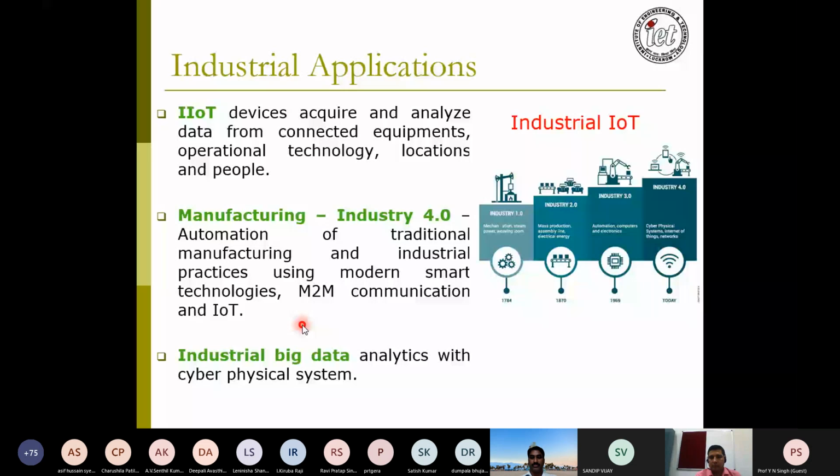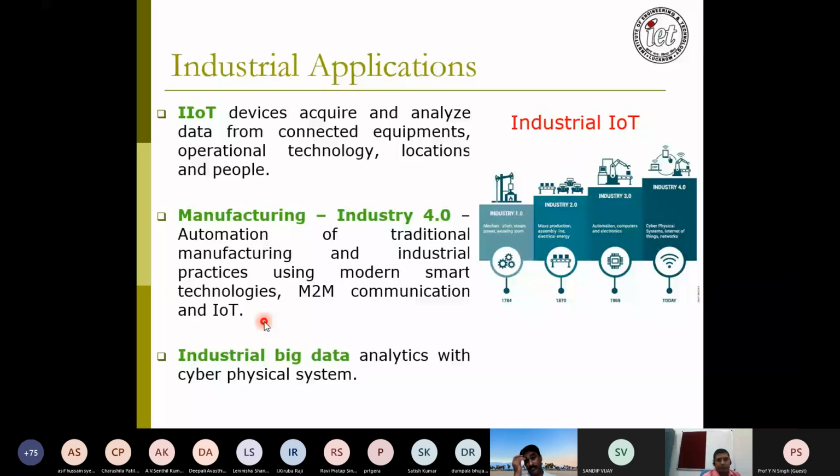Once we talk about industrial applications, the industrial IoT means how we can acquire and analyze data from connected equipment in a manufacturing industry or company, and then utilize the information, operational technology, location, and people. Since we are talking about Industry 4.0, it is nothing but the automation of traditional manufacturing systems and industrial practices using modern and smart technologies, machine to machine communication, and IoT. So these things are in demand.